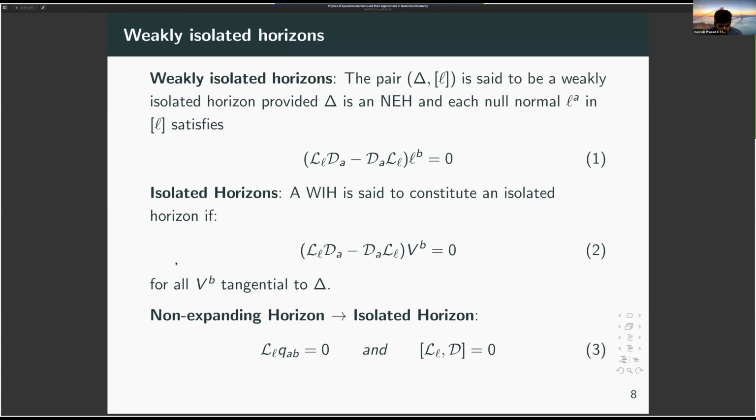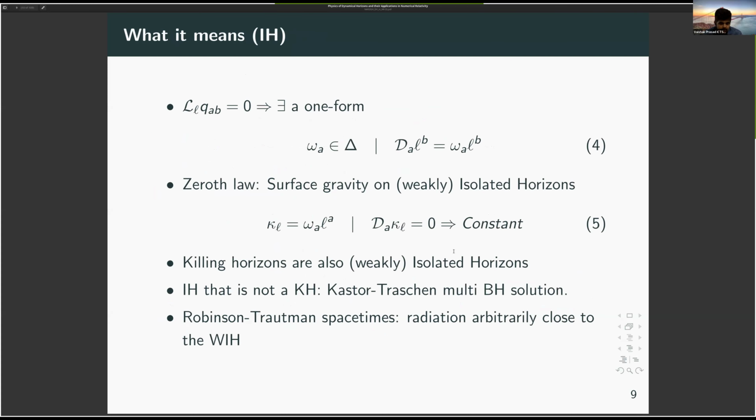So I would not go into the specifics of weakly isolated and isolated horizons, but what I would like to mention is that on adapting these structures, on discussing these quasi-local quantities, one can successfully extend the laws of black hole mechanics to fully dynamical scenarios as process laws. And for example, one can recover the fact that the surface gravity of a weakly isolated horizon is constant.